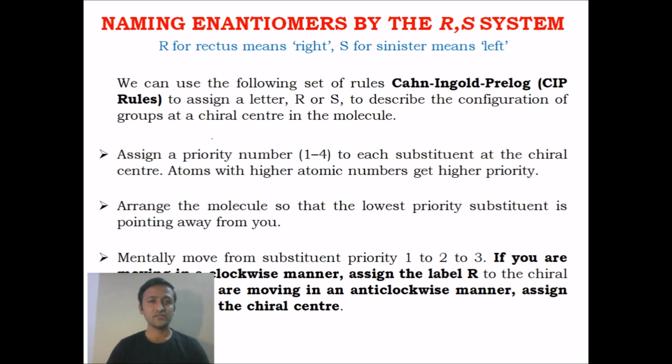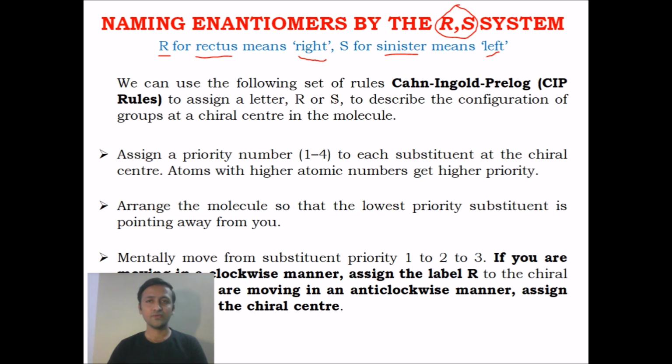At first, let us look at a few rules we have in naming according to the R and S system. At first you should know what it stands for. R stands for rectus, which means right, or clockwise direction, and S stands for sinister, which means left or anti-clockwise direction.